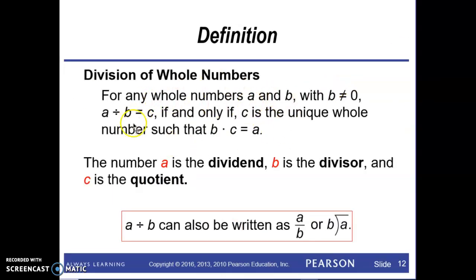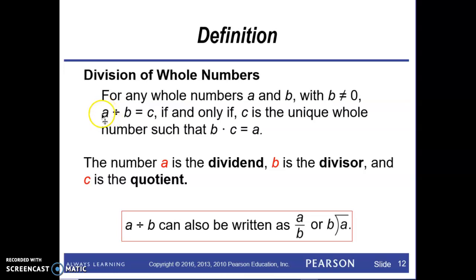Okay, so look at this definition of division. I have any whole numbers a and b. B cannot be 0. A divided by b equals this number c if and only if c is the unique whole number such that b times c equals the a that we had to start with. So again, you can see how the division and the multiplication are related.